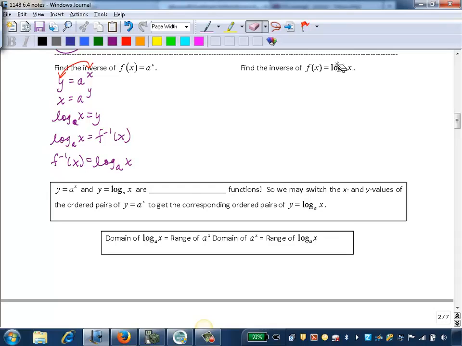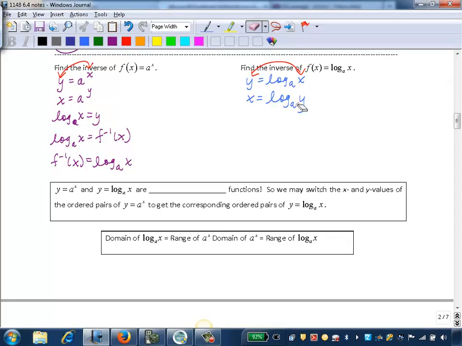Okay, let's go the other way. Let's find the inverse of log base a of x. So I'll first write in y equals form, y equals log base a of x. So I want to switch my x and y's to find my inverse. So I'll rewrite this as x equals log base a of y.